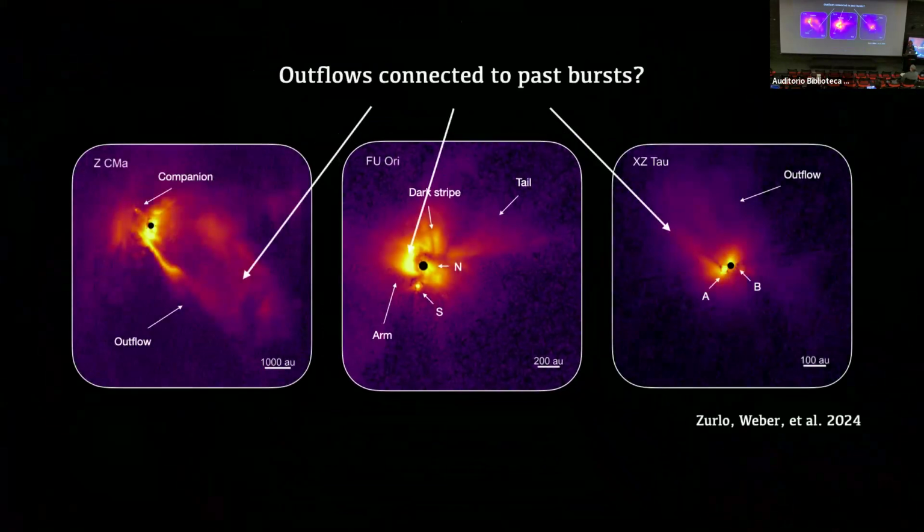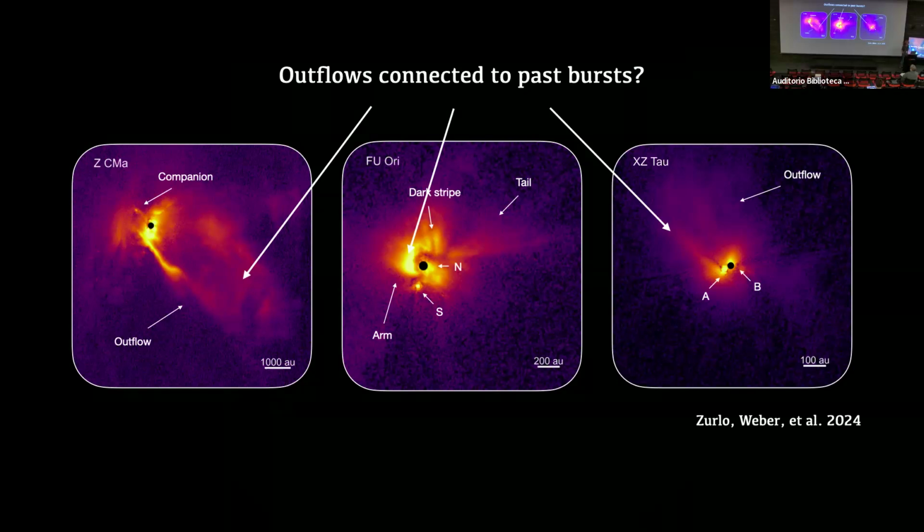In the near-infrared, what's really outstanding a bit are these arc-like shapes on the large scale that one of the questions is whether they are outflows that are somehow connected to the FUor events, maybe the present one or maybe one that has happened in the past.